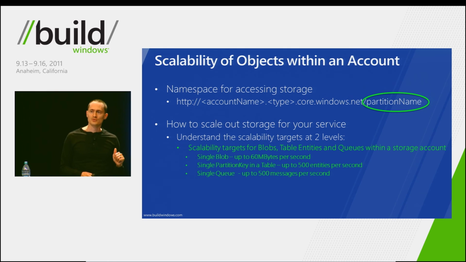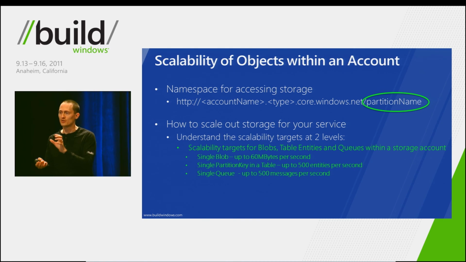Then for queues, the partition key for queues is actually the queue name. This means all the messages that are actually stored in a queue are handled by a given partition server. So the current throughput that we have for a single queue right now is 500 messages per second.